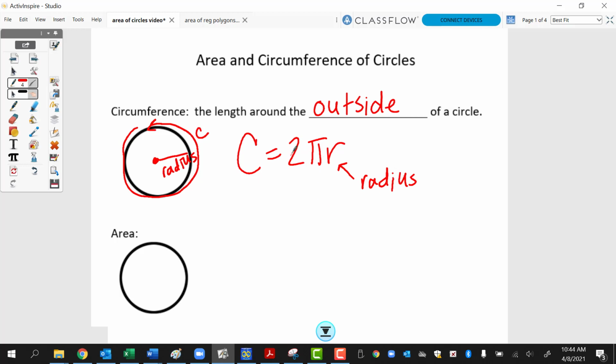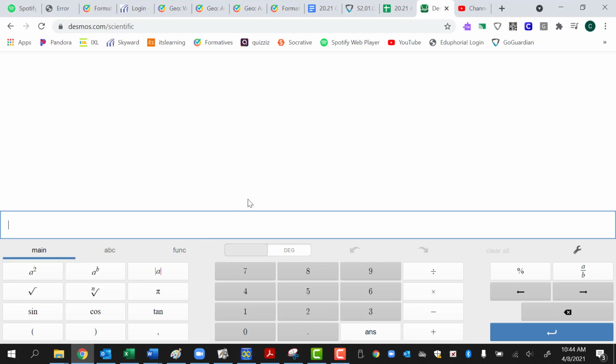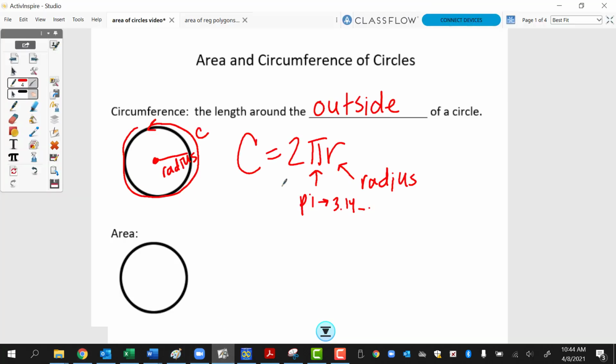Okay, 2 is always there. Pi, we're going to use the special pi button. We know that it's about 3.14, but there is a pi button on our calculator, so let's look at that right now. In your calculator, we're going to be using the pi button. We're not going to type 3.14. Your pi button is right down there. Anytime you're supposed to type it in, you just push the button and boom, it shows up. Great. So that's our formula for circumference.